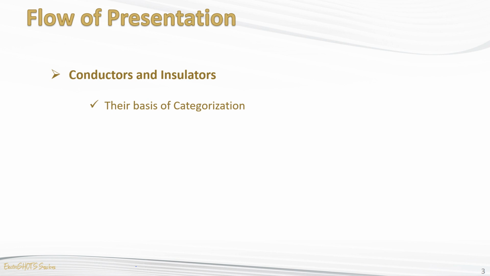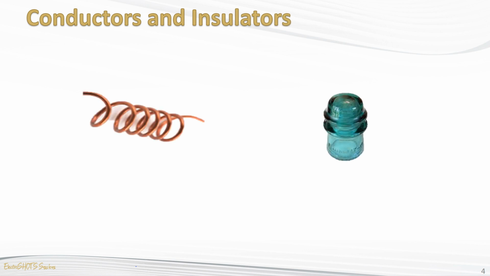The flow of presentation will be with conductors and insulators, their basis of categorization, the concept of electric potential and electric current. Conductors and insulators are commonly used terminologies in the area of electrical sciences. Let us try to know more about them.